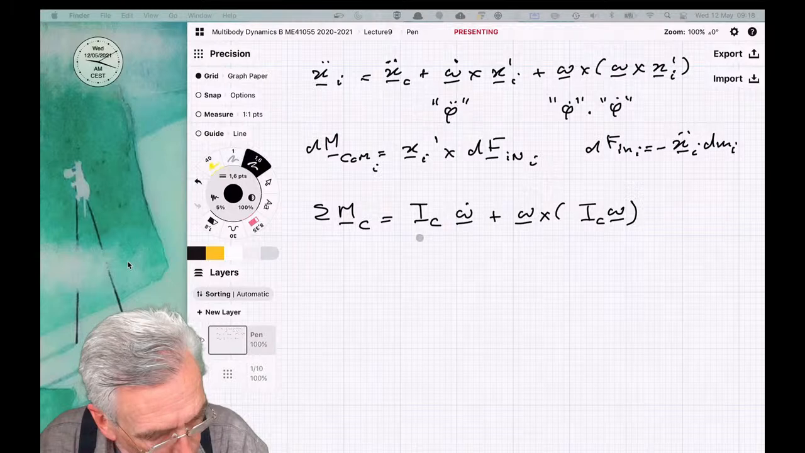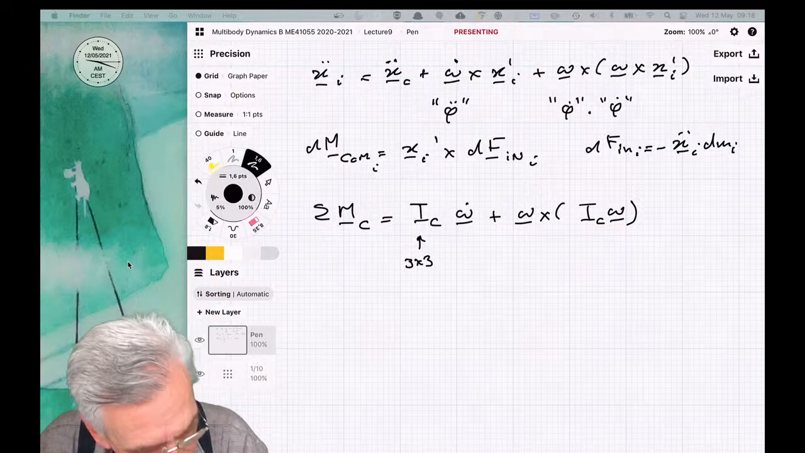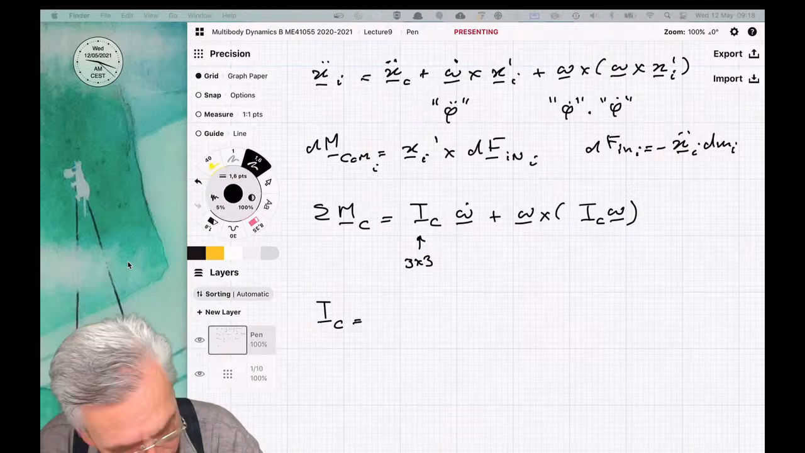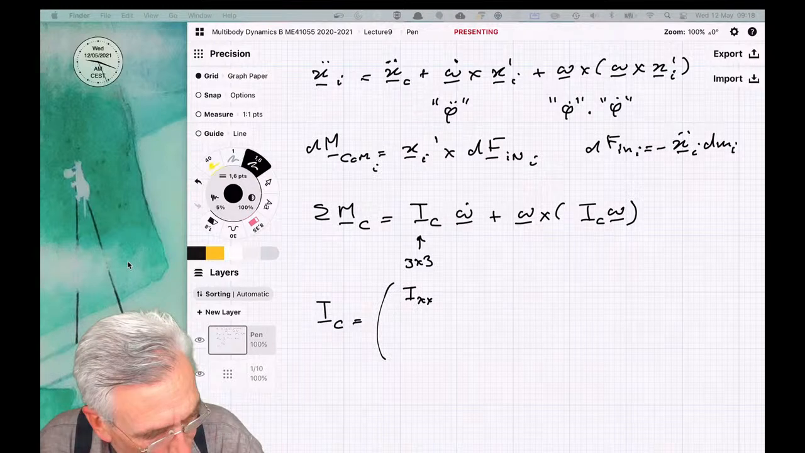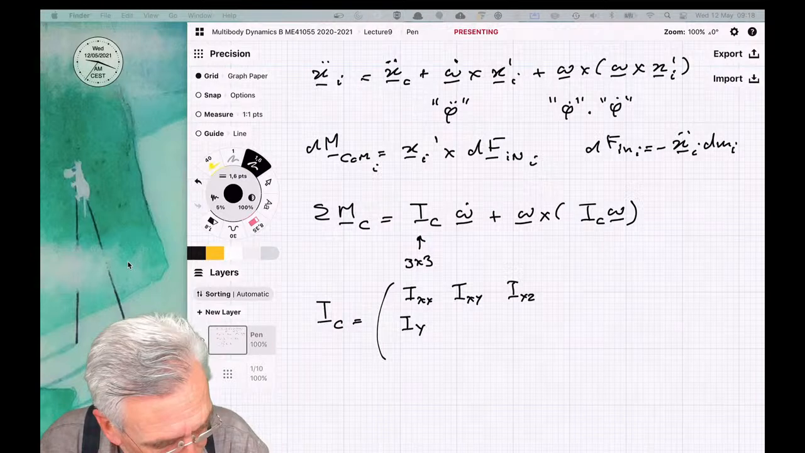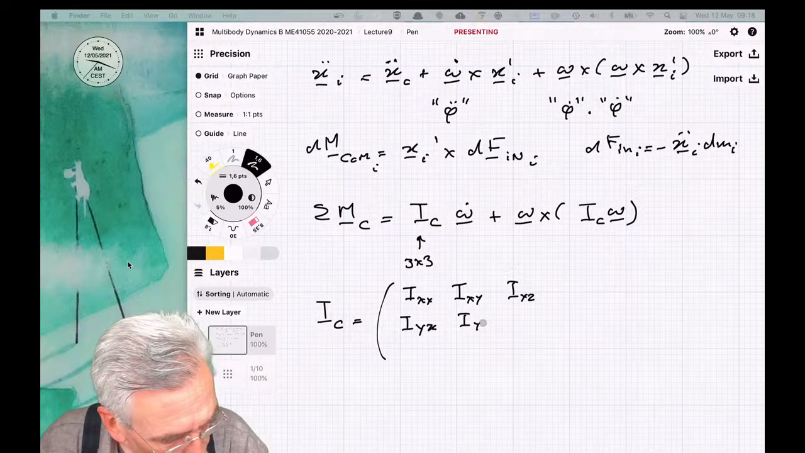Well, this is a 3x3 matrix. And how is that thing defined? So it's defined like this. Usually we write it like this: I_XX, I_XY, I_XZ. But that is sort of boring, because you already know what's going on, right? I_YX, I_YY, I_YZ. It doesn't tell us very much.